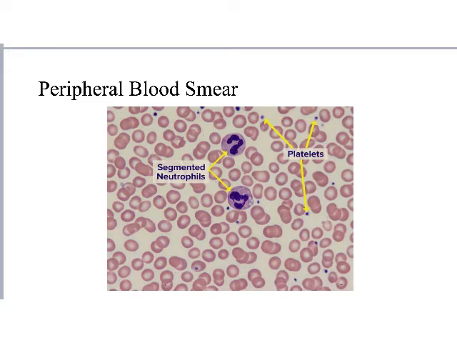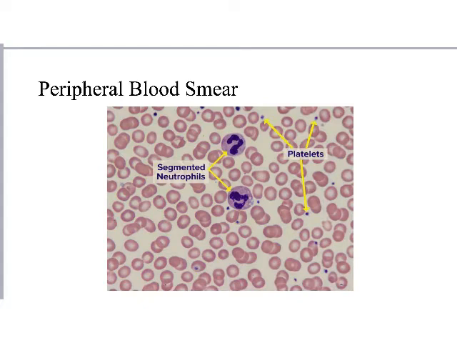All right, and we'll do this in class, hopefully we'll have some time to look under the microscope at different blood cells. And we will take a look at what you can see in one view.